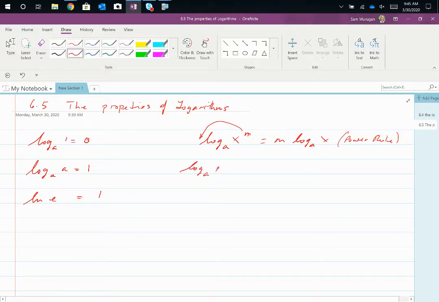Log base a of m times n, the product, is the product rule. Log base a of m plus log base a of n. Split it up into the sum of two logarithms to base a. This is the product rule.